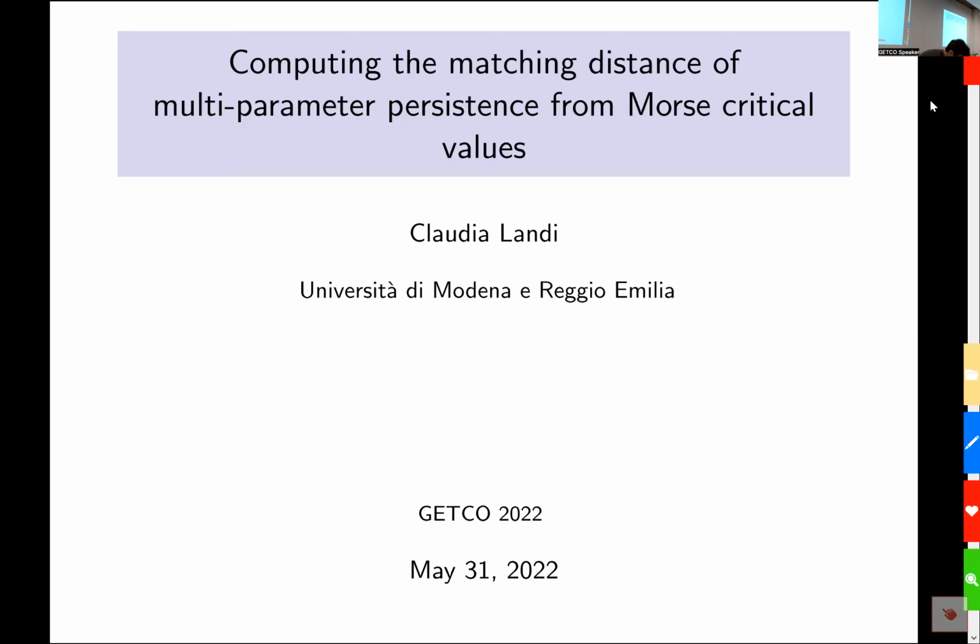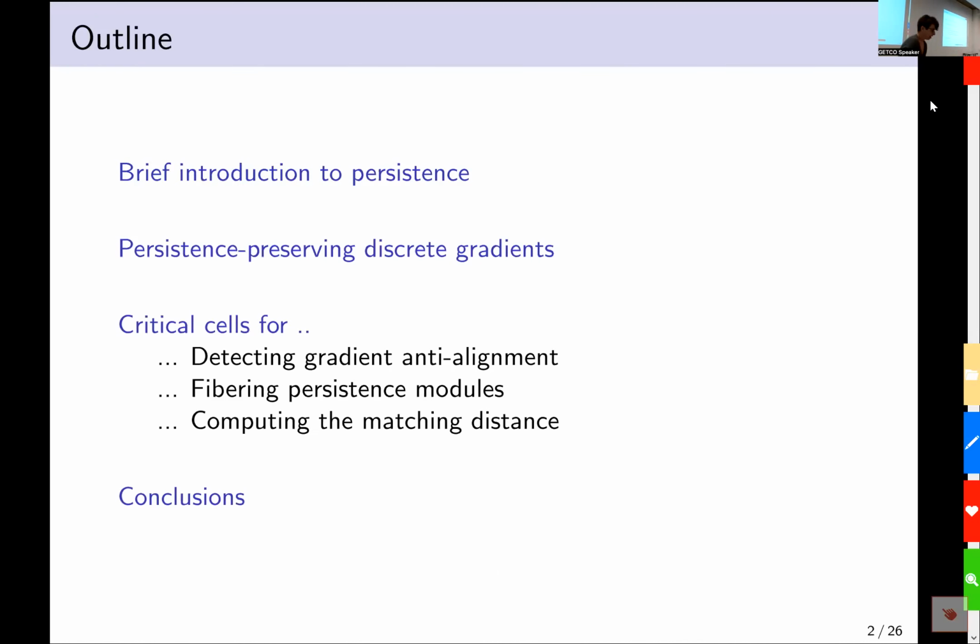For that reason, the outline of the talk is that I'll briefly introduce persistence, and then I'll connect it to discrete Morse theory using discrete gradients, and in particular persistence preserving discrete gradients. And of these gradients, contrary to what we have seen, where the flows were very important, I'll be mainly interested just in critical cells and their value under the function.